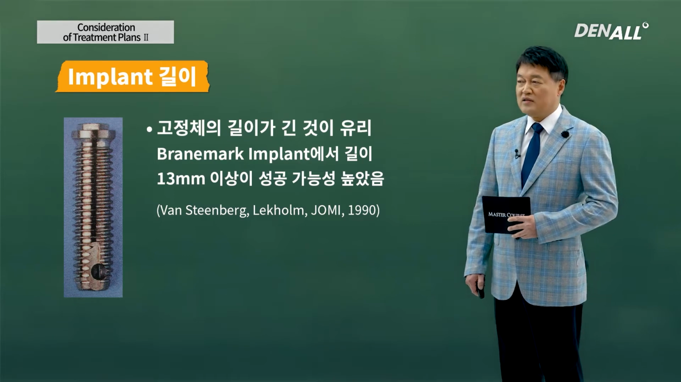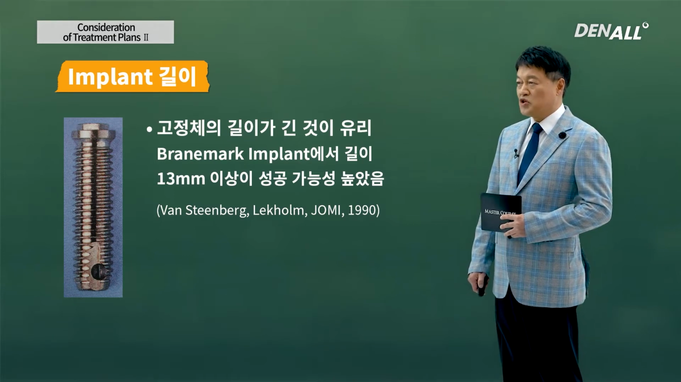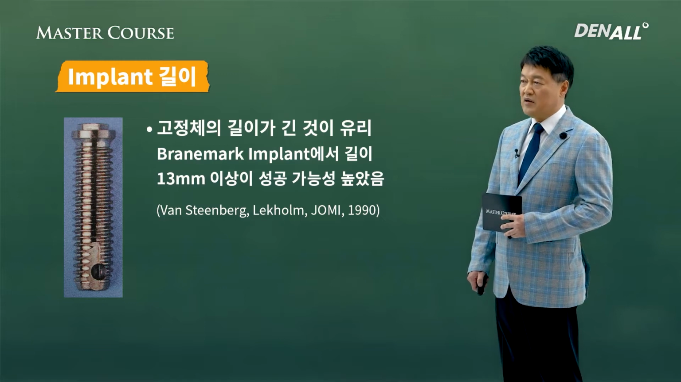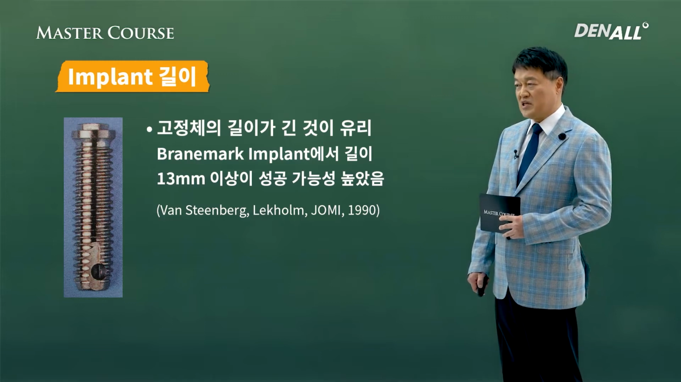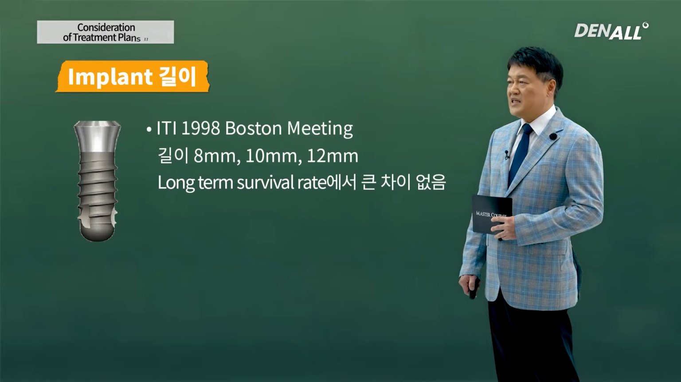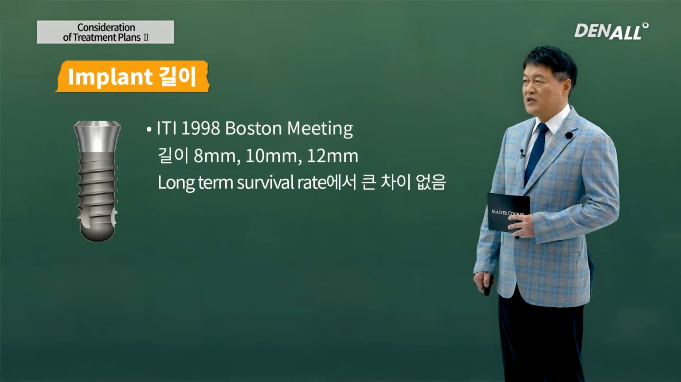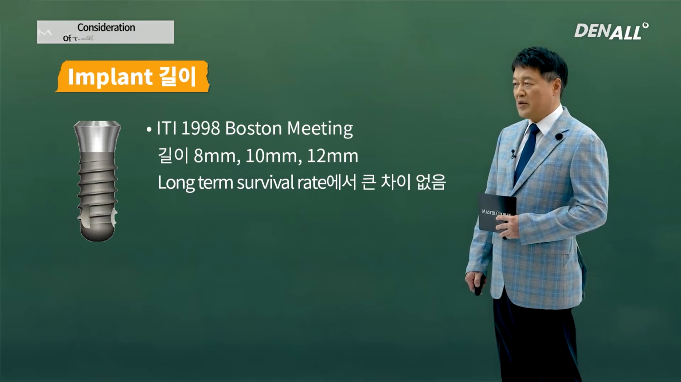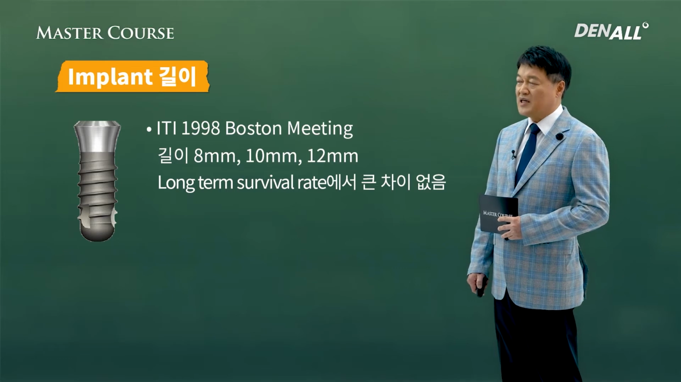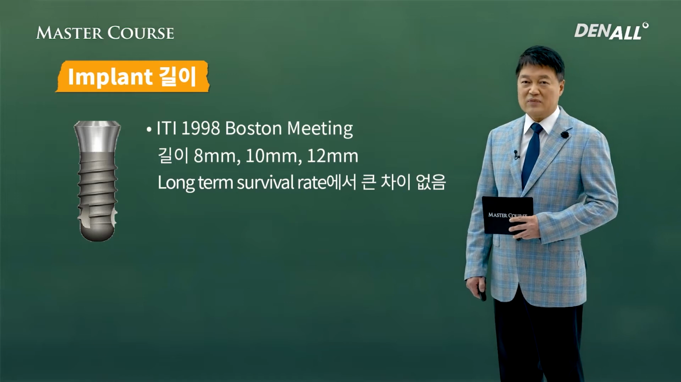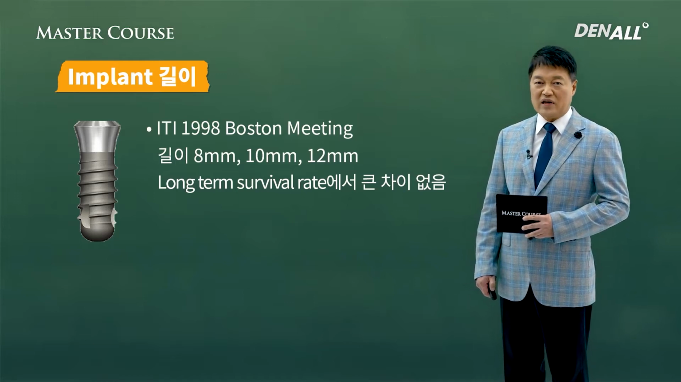Fixture length. During the days when we used Branemark system, long fixture was favored. 13 mm or longer was considered to have high success rate. It was machined surface, and the longer the implant, the better stability was achieved. However, according to ITI, the literature says that for 8 mm, 10 mm, 12 mm, as for long-term survival rate, there was no significant difference. Different surfaces have been developed, so it no longer makes sense to place extra long implants.